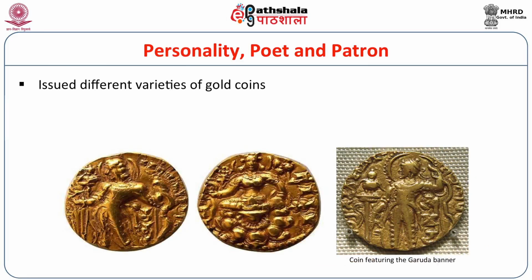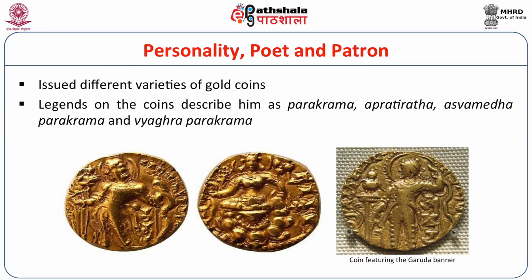He issued different varieties of gold coins, and the legends on the coins describe him as Apratihata Parakrama, invincible, Ashwamedha Parakrama, the sacrificer of horse, and Vyagra Parakrama. He had also killed a tiger, so this is called the tiger slayer type of coin.